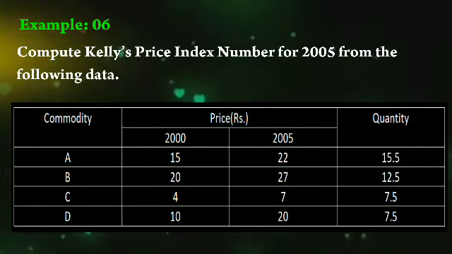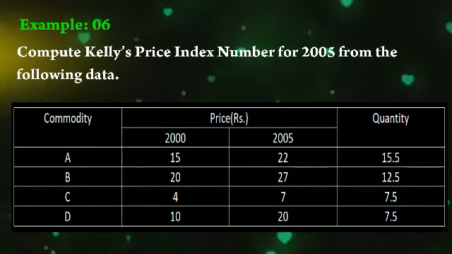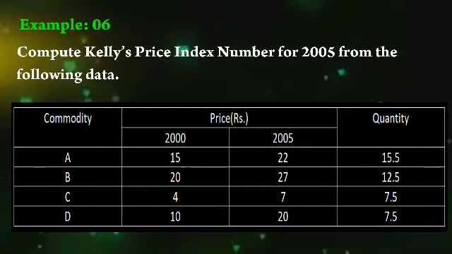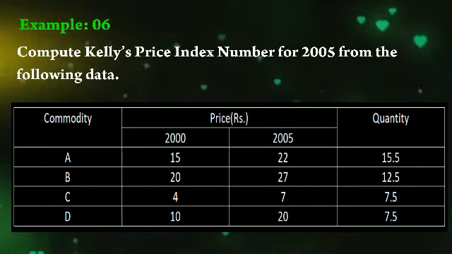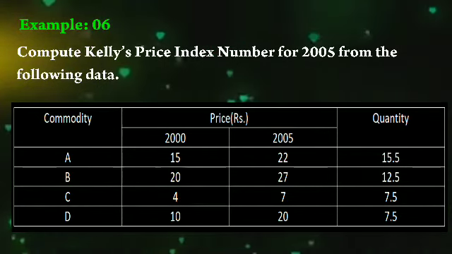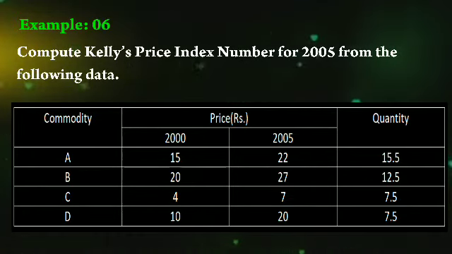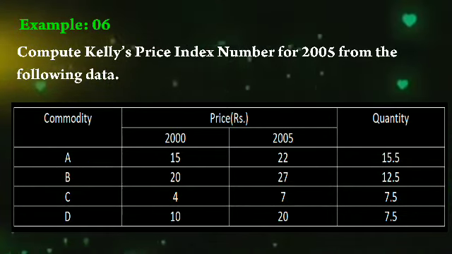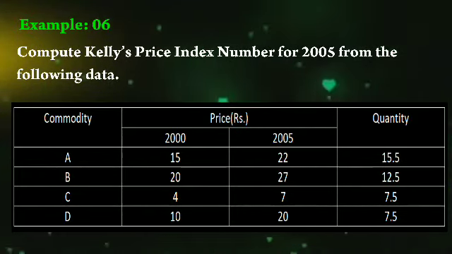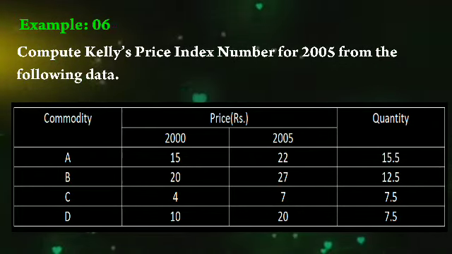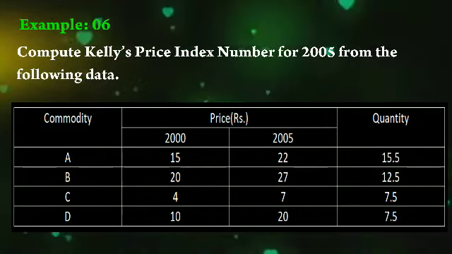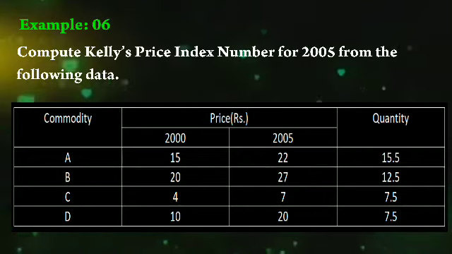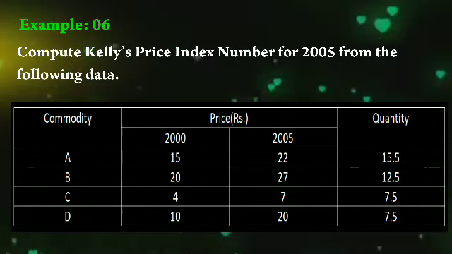In the table, different commodities are given along with the price values for the year 2000 and 2005. So base and current year price values are given. Here 2000 is your base year and 2005 will be the current year. Along with that, quantity values are given. For quantity values, it is neither of base nor of the current year because it is not specified in the table. So in the given question, two sets of price values are given, base and current year price values, along with the quantity values. These are the fixed weights or the fixed quantity values. It is neither of base year nor of the current year because it is not specified.